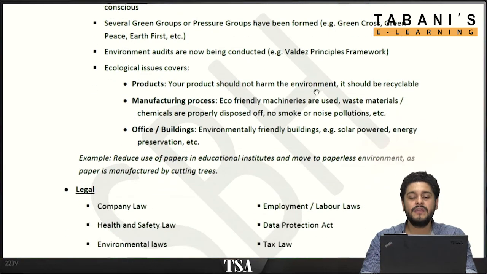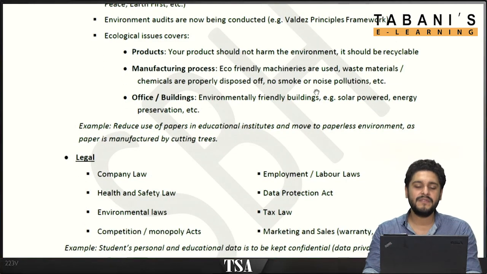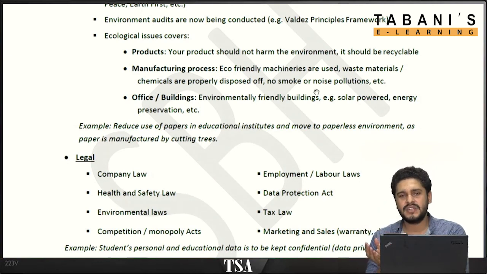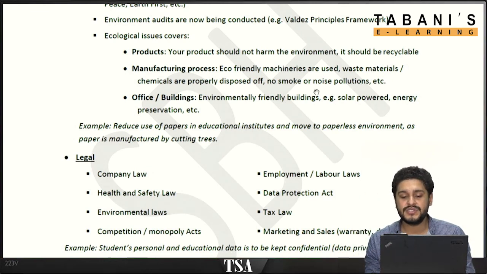Office and building: we need to develop offices and buildings that are environmentally friendly, for example, solar powered buildings and energy preservation. Now we are moving towards solar panels, and we are able to generate electricity with their help. This is helping our environment get rid of the harmful impact of pollution. Another example is to reduce the use of paper in educational institutes and move towards a paperless environment, because paper is obviously manufactured by cutting trees.